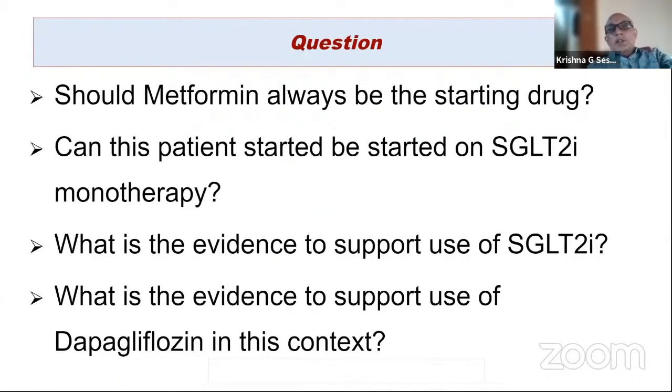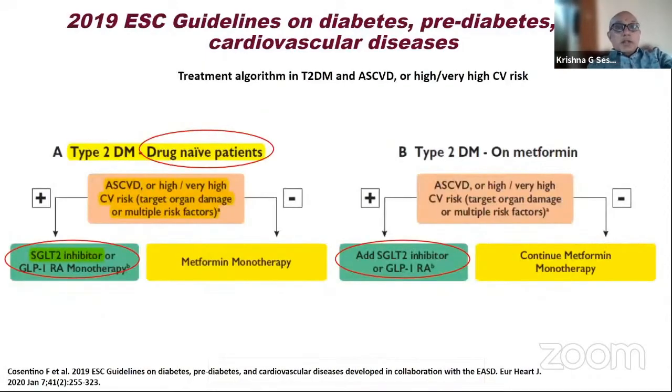That brings up the question: should metformin always be the starting drug? And can a patient be started on SGLT2 inhibitor monotherapy? And can we use dapagliflozin in this context? So the ESC's algorithm now tells you that in drug-naive patients who are ASCVD high or very high risk, start an SGLT2 inhibitor or a GLP-1RA as monotherapy. And while this is path-breaking, it's not unusual.